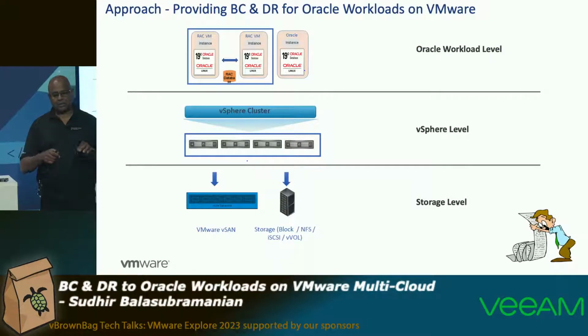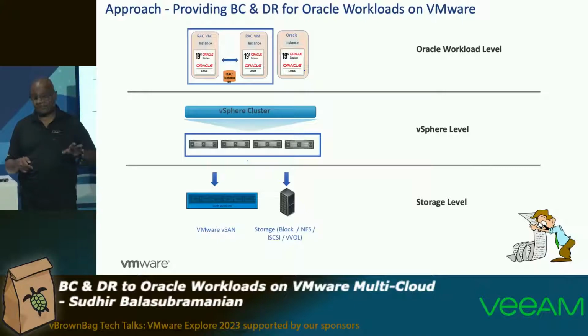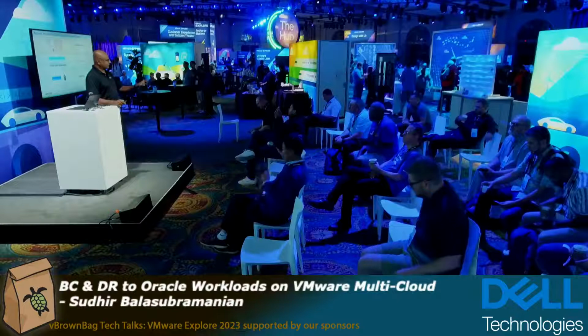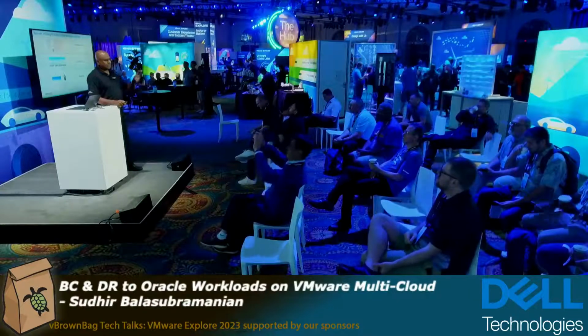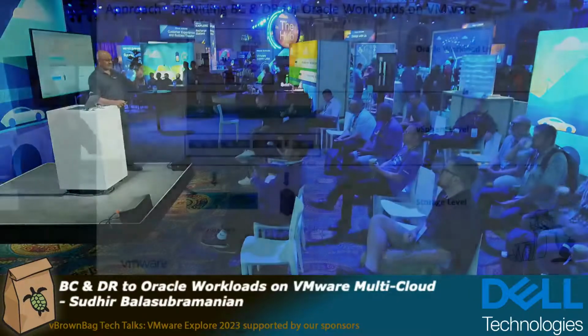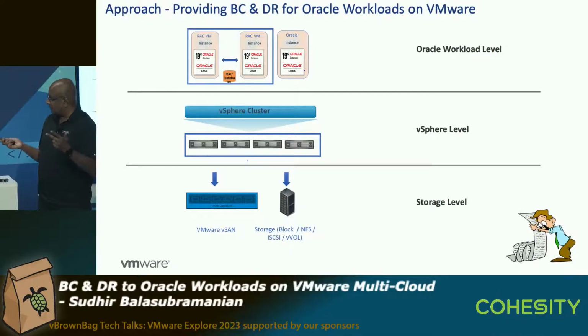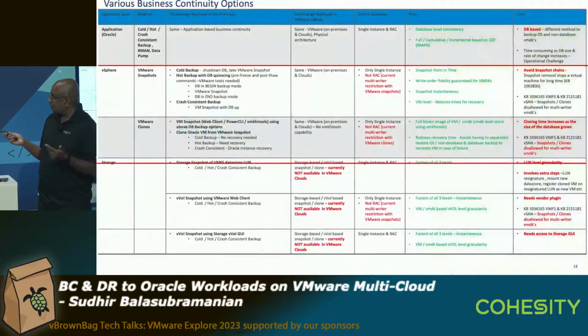So the key ask of today is choosing the right technology for BC and DR, and choosing the appropriate technology from a VMware perspective, right? Any approach you take, whether that's business continuity or disaster recovery, happens at three different levels: the application level, the VMware vSphere level, and the storage level, right?